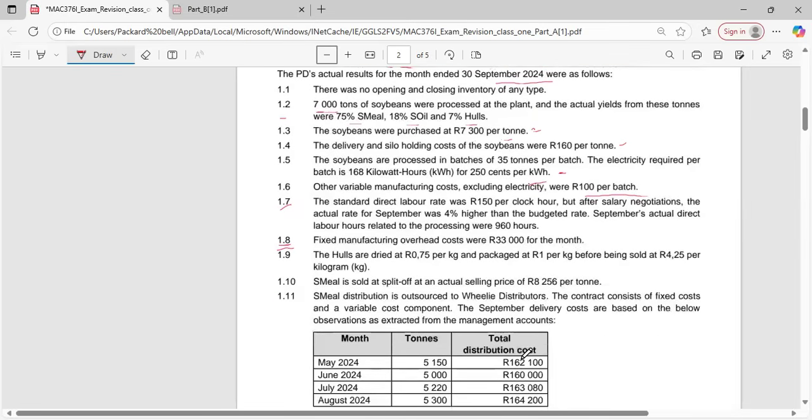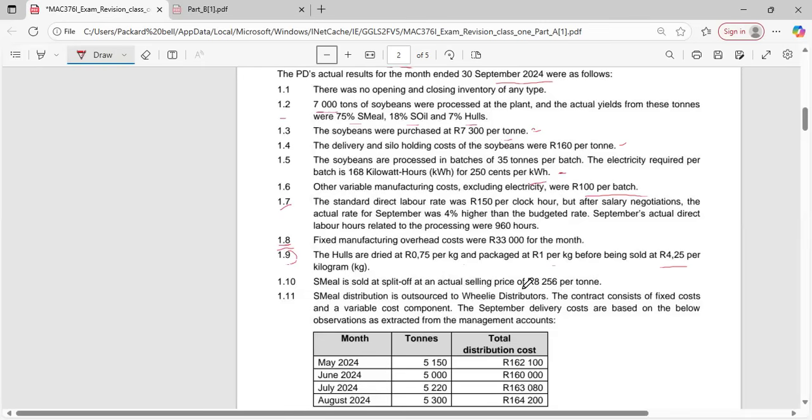Then number 1.9, the hulls are dried at 0.75 per kg and packaged at 1 rand per kg before being sold at 425 per kg. What is going to be this? Remember, the hull is the byproduct. What do we do with the byproduct here when we are allocating joint cost to joint products? Anyone with an idea? What are we going to do with the byproduct?